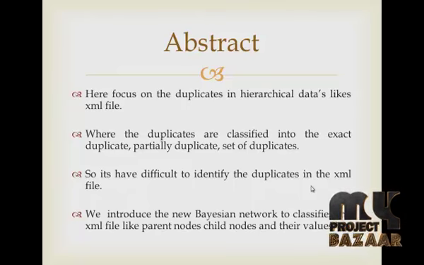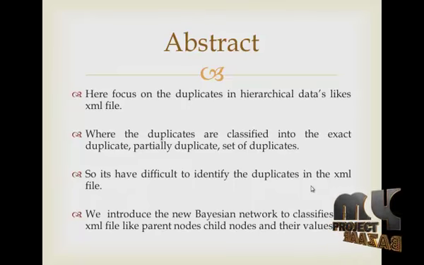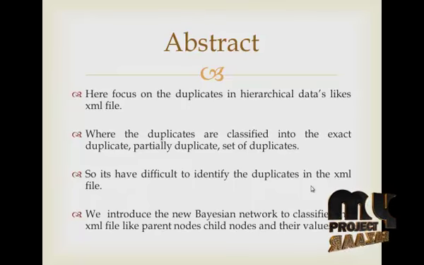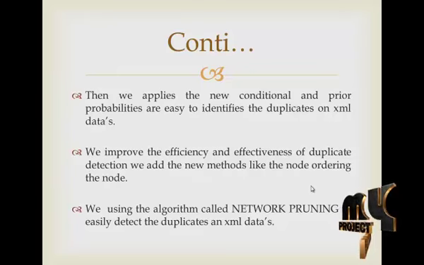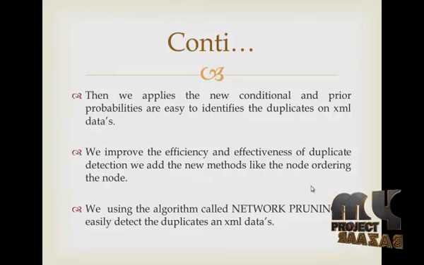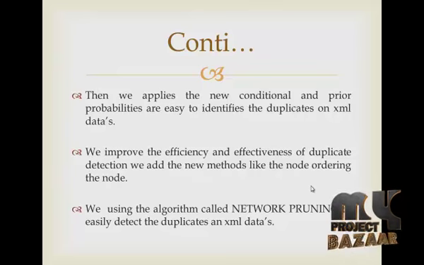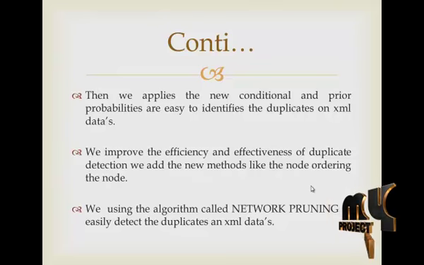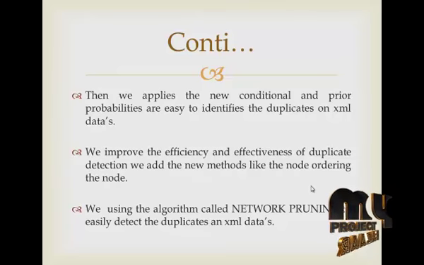It is difficult to identify the duplicates in an XML file. We introduce a new Naive Bayes approach to classify the XML file into parent node and child node values. Then we apply the condition and the prior probability to easily identify duplicates in the XML data. We improve the efficiency and effectiveness of duplicate detection. We add a new method, node ordering. In this method we apply the probability condition to remove unwanted data, and after that we get the duplicate detection for normal and high data detection in our method.